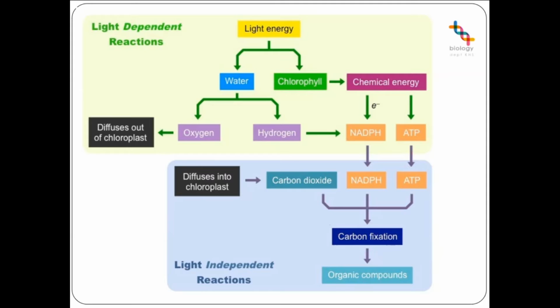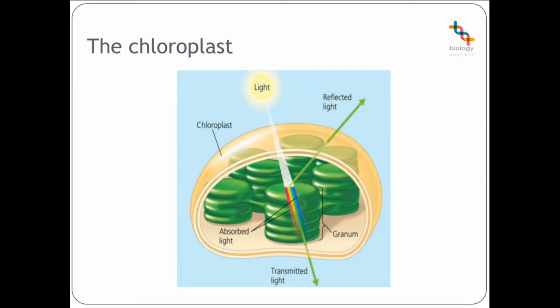So to bring us on to the first stage, what's happening in those light dependent reactions? Well, if this is a diagram of our chloroplast, we have photosynthesis taking place in here. It's mostly taking place in the grana of the chloroplast, which are these flattened discs here that are all stacked up in this. So we've got our light coming in, being absorbed by the pigments that are present in the grana of the chloroplast.